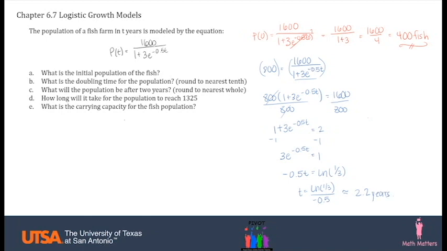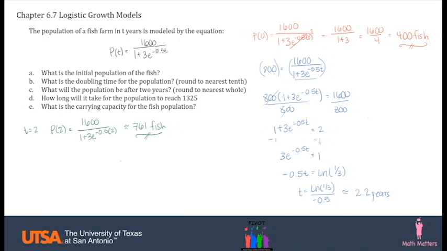And then part C says, what will the population be after 2 years? So this one is more straightforward. All we have to do is plug in t equals 2. So we have P of 2, or in this case, t is 2. And then if we plug this into the calculator and we round it, we're going to get about 761. So after 2 years, there's going to be 761 fish.